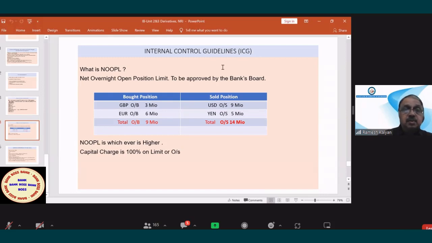Okay. So please explain once again how CCIL will make the payments.